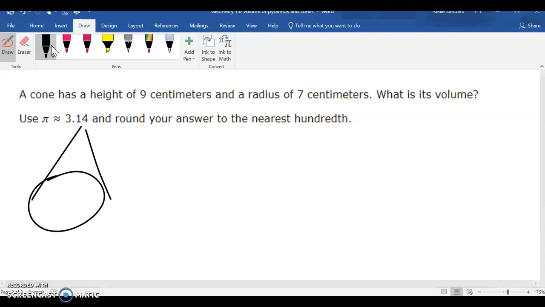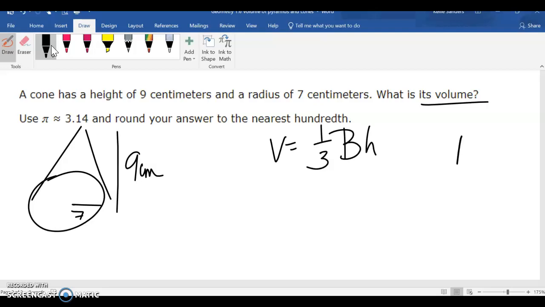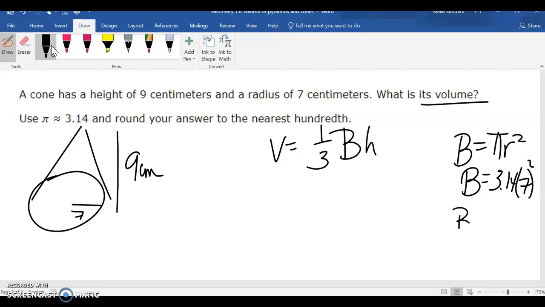We have a cone. The height is 9 centimeters. The radius is 7. What's the volume? Volume is 1/3 because it comes to a point. Big B, little h. Big B is a circle, so it's pi r squared. So 3.14 times 7 squared.